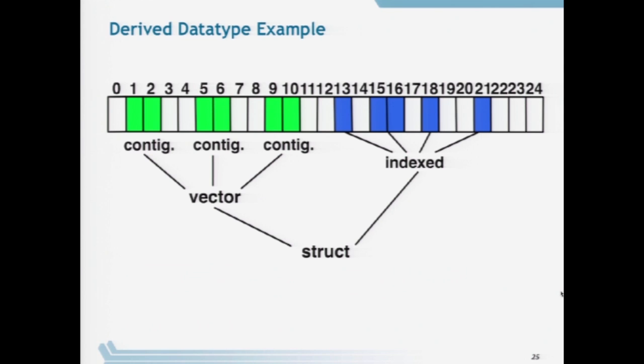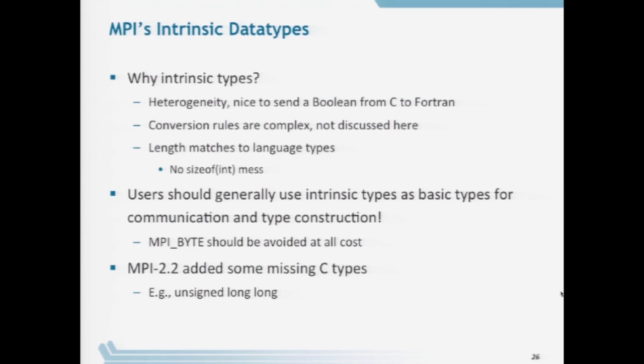There's a contig, which is just, this is a contig of 2, contig of 2, contig of 2. I can create a vector, which is a strided, or take a type and repeat it with a skip. And so this is, say, this block of contig, skip 2, three times. And then a struct that contains a vector and an indexed. There are times when you might want to put together a somewhat more complex data type. And in fact, there's an example in the sample code.